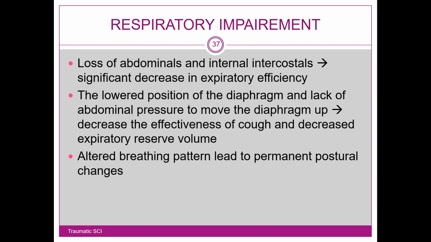Loss of abdominals and internal intercostals leads to a significant decrease in expiratory efficiency. As you know, these are accessory muscles for expiration. The lowered position of the diaphragm and the lack of abdominal pressure to move the diaphragm up lead to a decrease in the effectiveness of cough and decreased expiratory reserve volume. As you know, for coughing, abdominals are the prime muscles which work to expectorate all the mass during coughing, and altered breathing pattern leads to permanent postural changes.